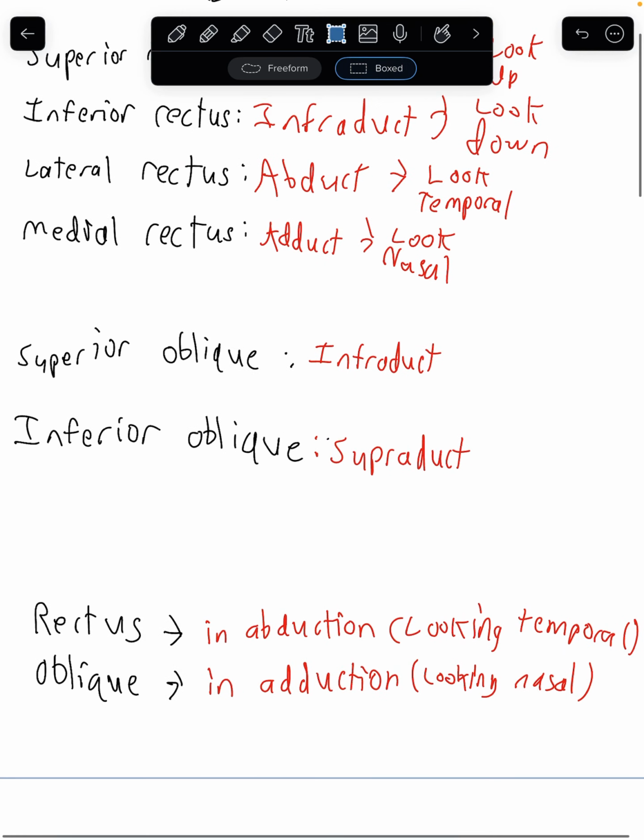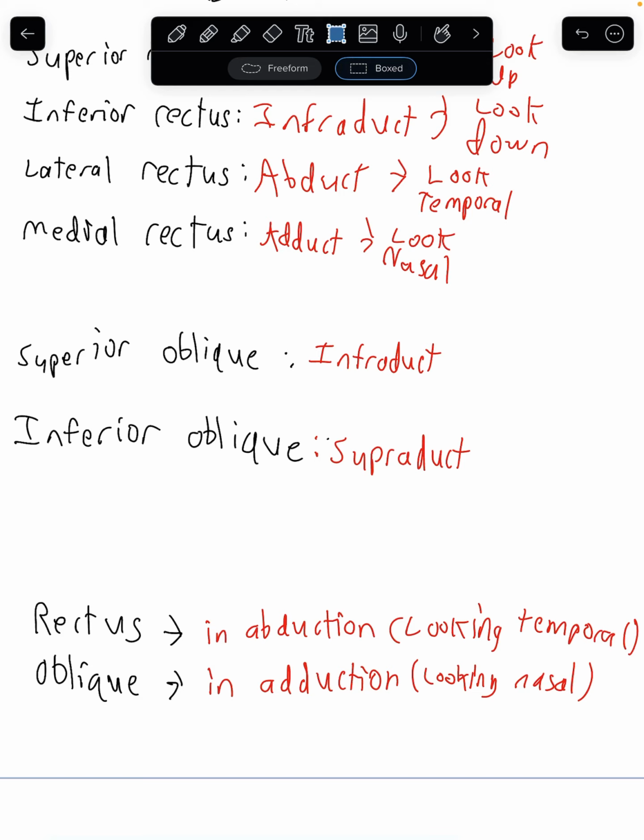So we'll do a few examples, but I want you to think, so if the question said that the patient's having trouble looking down and to their right, I want you to imagine you are the patient. I want you to physically look down and to your right and pay attention to where your eyes are. So my right eye is looking more temporal. So it's more temporal and it's looking down. So it's using a rectus muscle, and to look down, it's using the inferior rectus. The left eye is more nasal, so it's using an oblique muscle, and the oblique muscle that helps you look down is the superior oblique.